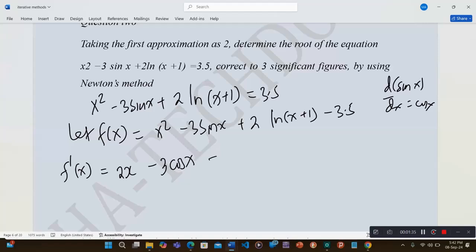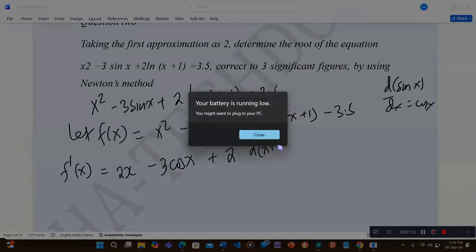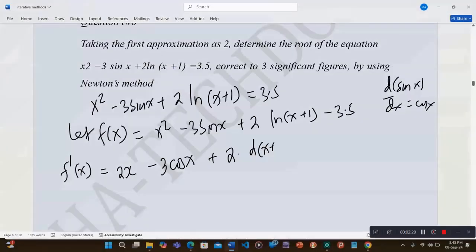Then plus, now this is natural logarithm, so you differentiate what is inside here and divide it by the function which is in here. So I'll maintain my 2 there. Then I differentiate x plus 1 with respect to x, then I divide it by x plus 1. If I differentiate a constant, I get a 0.